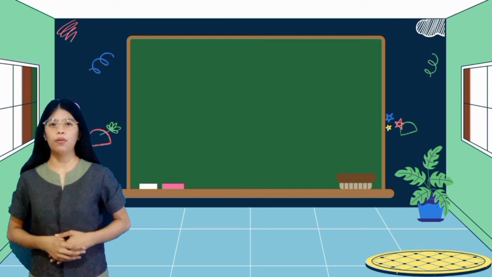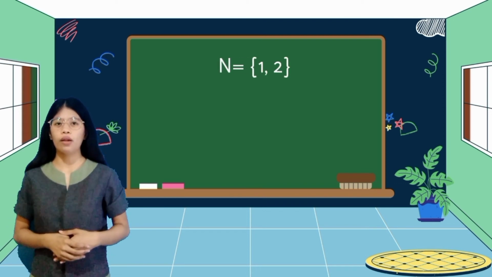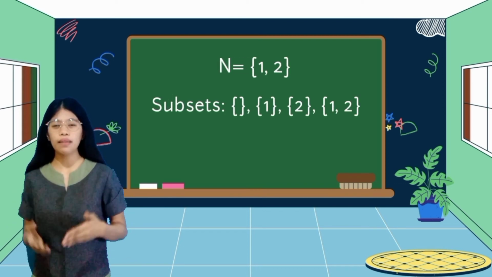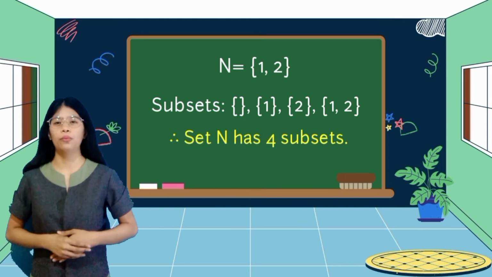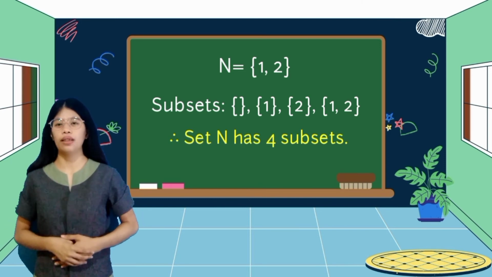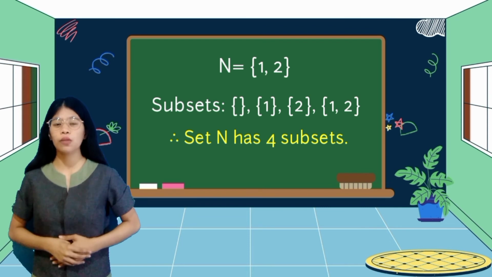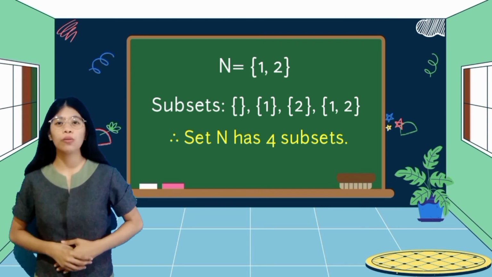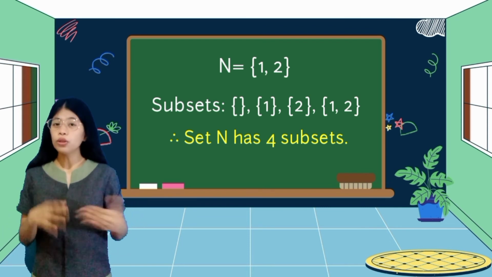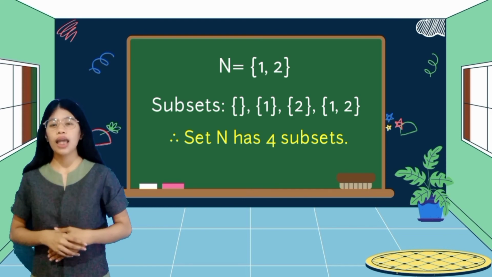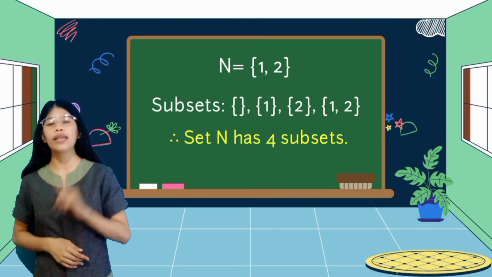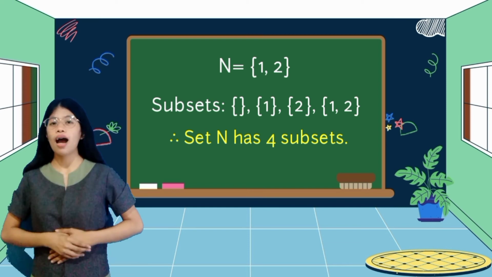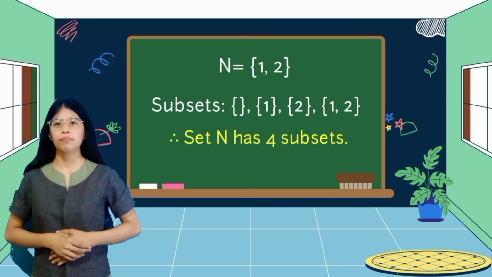Let's have another example. If N is equal to {1, 2}, then the subsets are the empty set, {1}, {2}, and {1, 2}. Therefore, set N has 4 subsets. We may also use the formula S equals 2 raised to n. So, S is equal to 2 raised to 2, or 2 squared, since set N has 2 elements, which are 1 and 2. So, set N has 4 subsets.